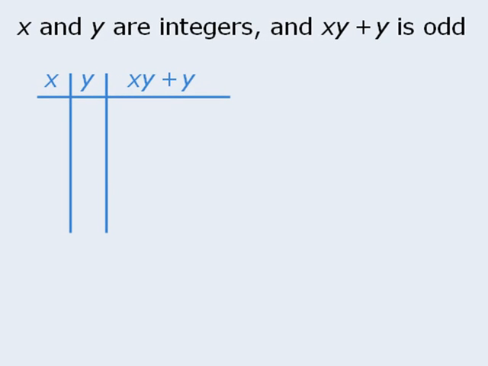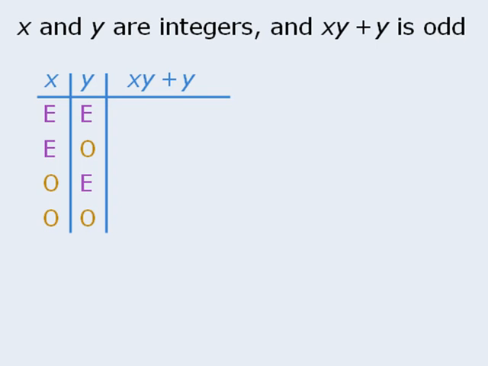So what are the possible cases here? Well, x and y can both be even, x can be even and y can be odd, x can be odd and y can be even, or both variables can be odd. So there are four different cases to consider. Now let's see what effect each of these cases has on our expression xy plus y.